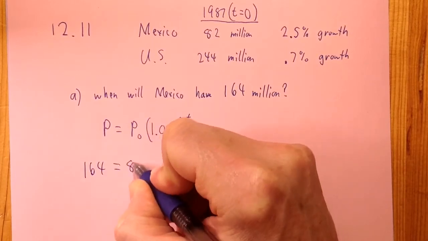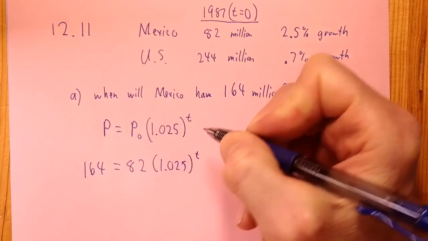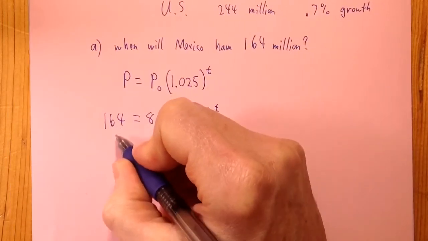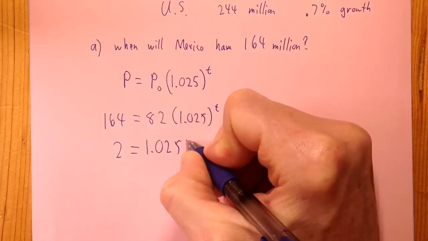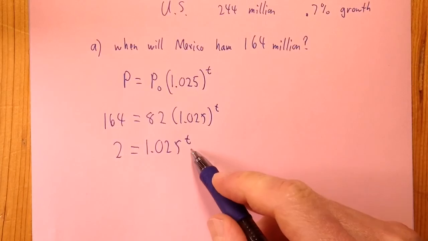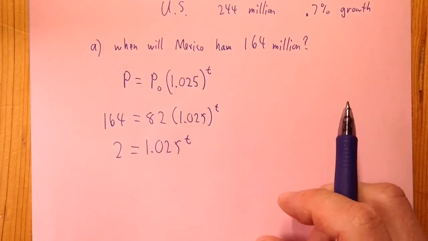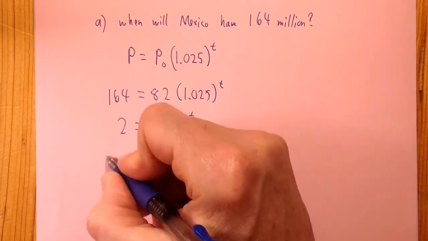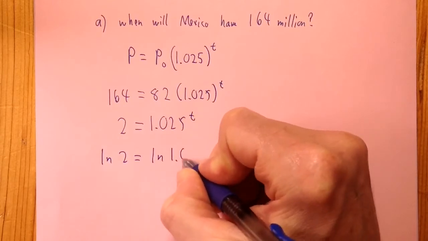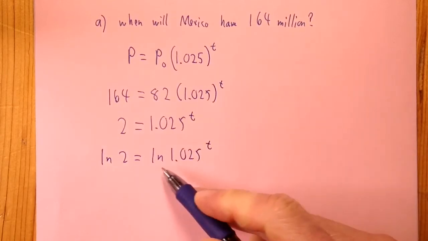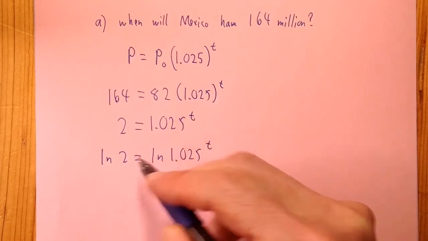So 164 is equal to 82 times 1.025 to the t. Put the 82 over here, you get 2. So 2 is equal to 1.025 to the t power. Let's see, we want t, and it's in the exponent. The way we get that down is take the natural log, or any log, but I always like natural log. The log of both sides. ln of 2 is equal to ln of 1.025 to the t. And when you take the natural log, or any log, of a base to a power, you can put the power in front.